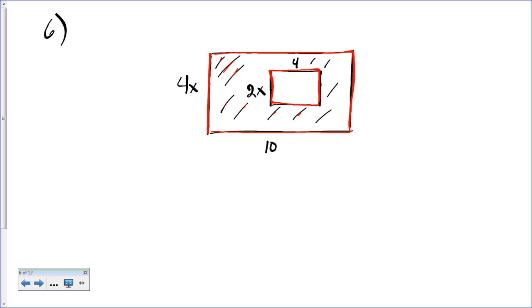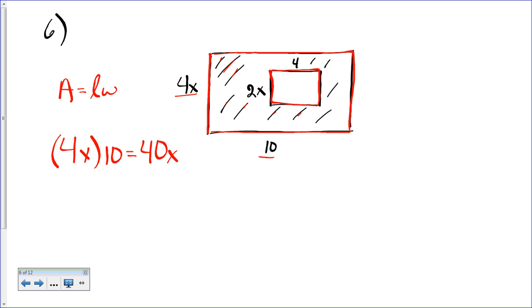So you're going to find the area of the big rectangle first. Remember, area is length times width. So the area of the big rectangle is 4x times 10. 4x times 10 is 40x.